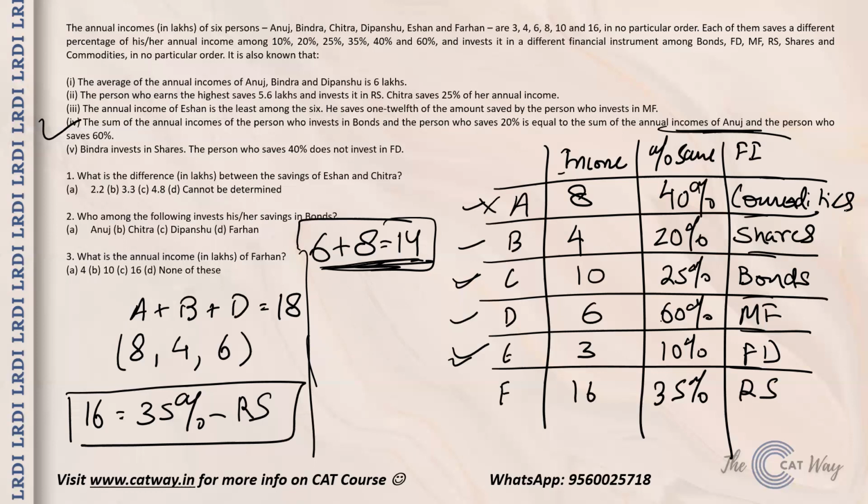We can move towards the questions. What is the difference between the saving of Ishan and Chitra? Ishan is saving 0.3, Chitra is saving 2.5. The difference is 2.2 lakhs. That is option A. Now, who among the following invests his or her saving in bonds? That is Chitra. And what is the annual income of Farhan? That's the highest, that is 16.